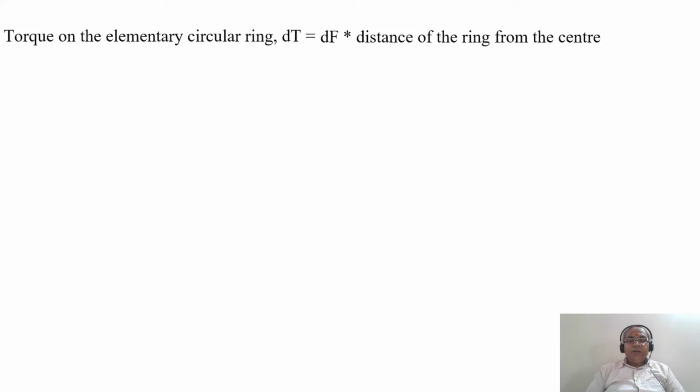the torque on the elementary circular ring, dT, which will be equal to dF into the distance of the ring from the center. So that will be equal to tau by R0 into 2 pi r square into dr into r. So multiplying, we get tau by R0 into 2 pi r cube into dr.